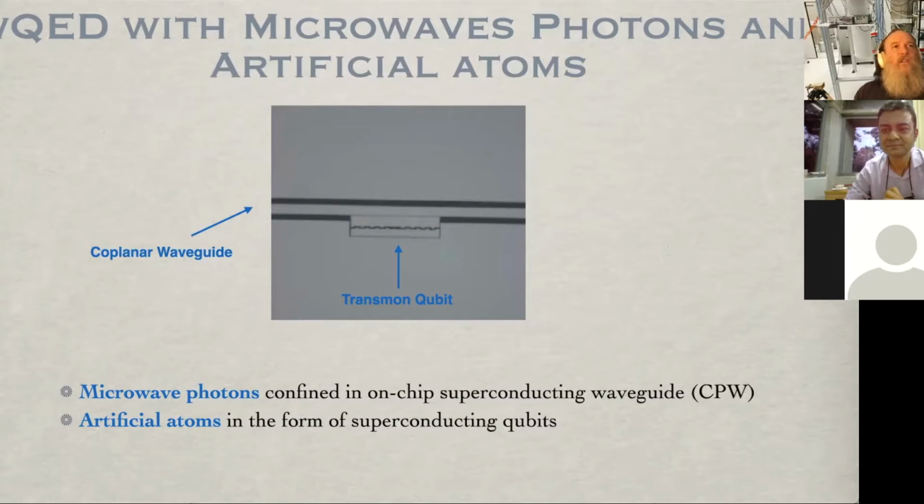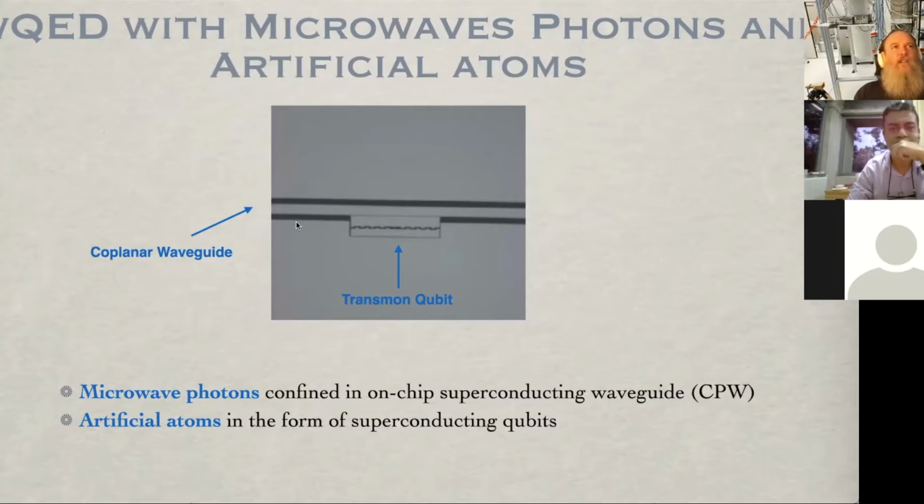So this can be done in our systems. We're doing this with artificial atoms in the form of superconducting qubits. And they're coupled to microwave photons, because these are the typical frequencies that we make our superconducting qubits, confined in on-chip superconducting waveguides, with coplanar waveguide being the particular geometry that's most common. And here's a micrograph of one of our typical systems.